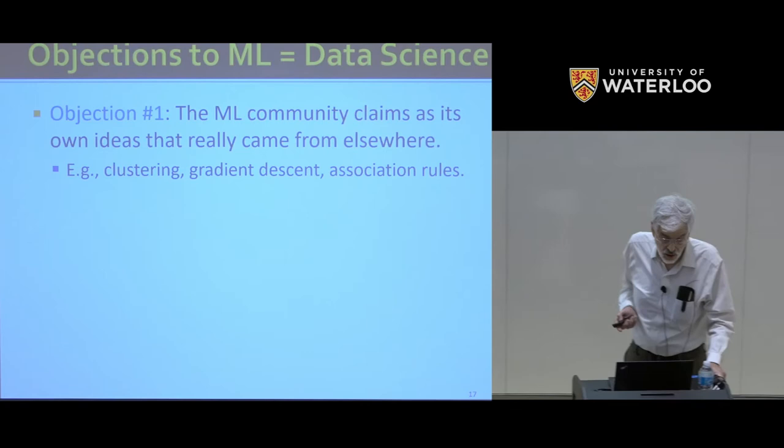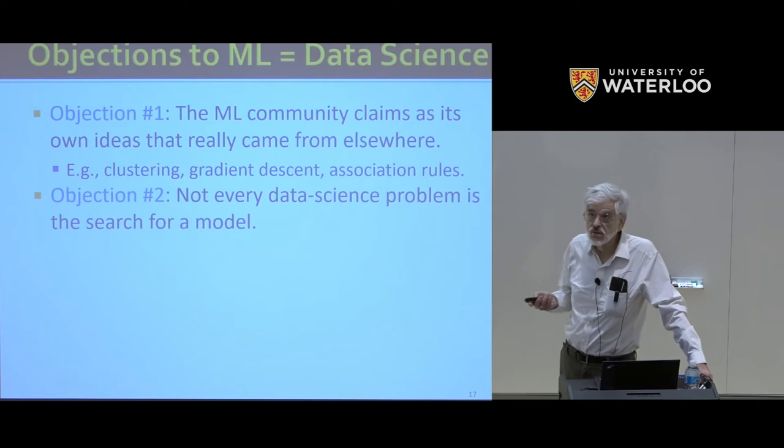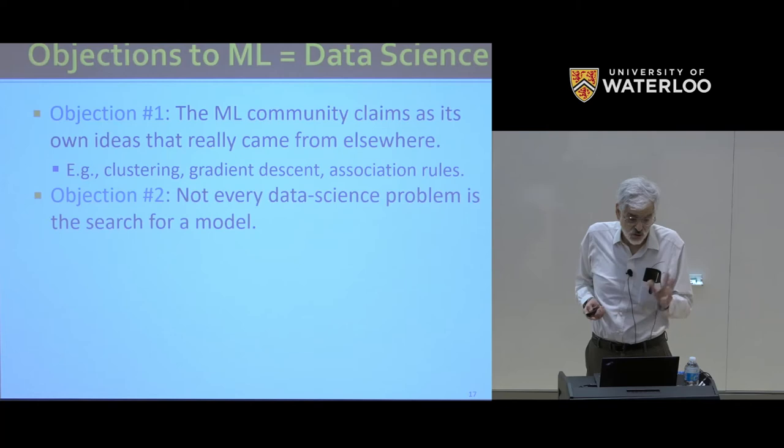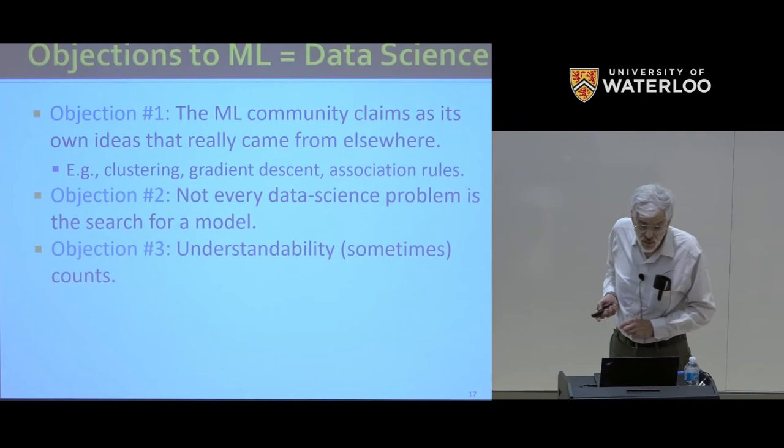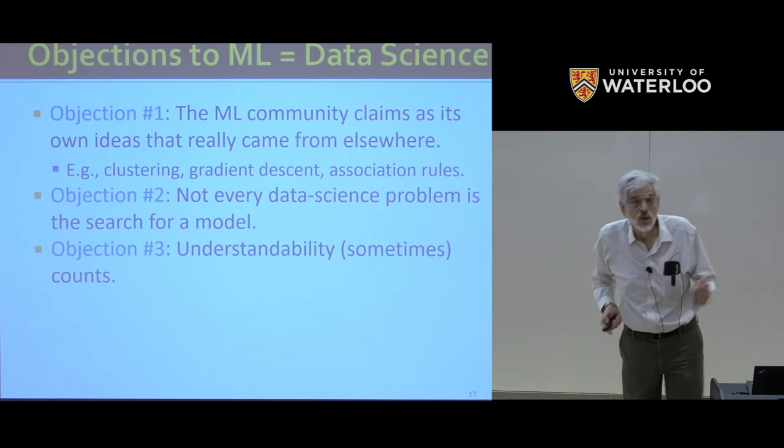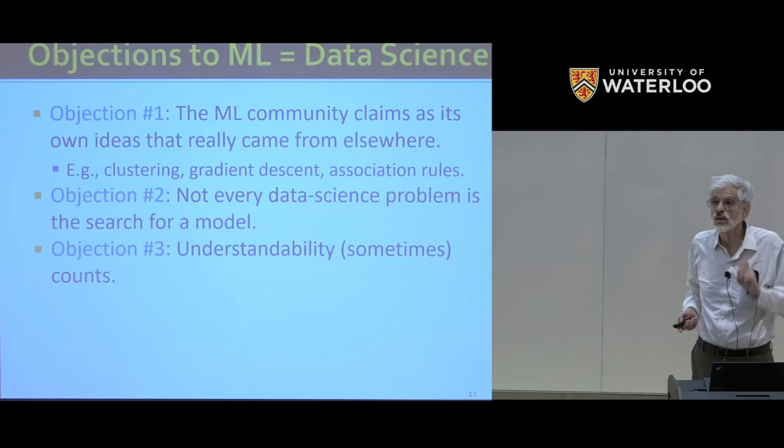The second is if you think that a model is all you need, that just isn't true. And again, I'll try to give you some examples. The third is that understandability is in some cases a real issue, and the best machine learning models often are totally incomprehensible.